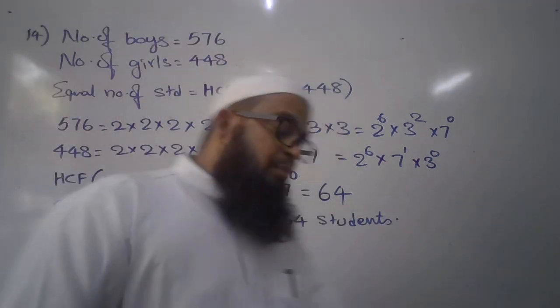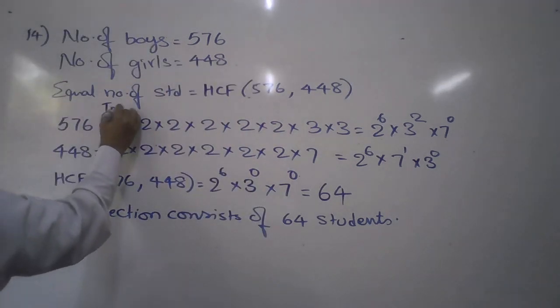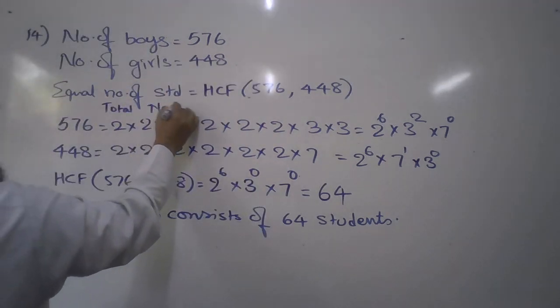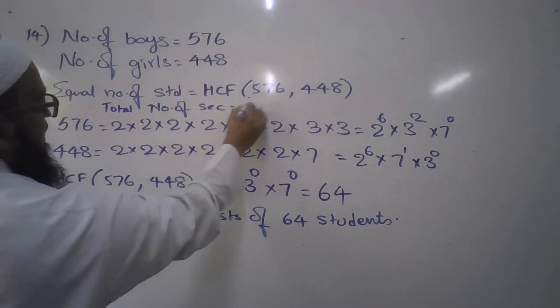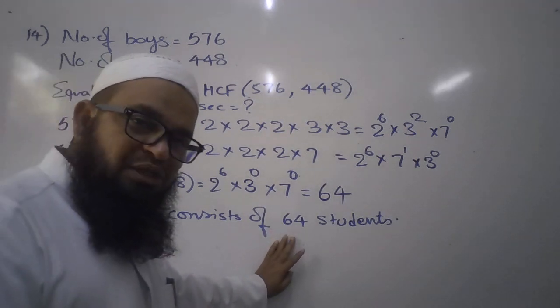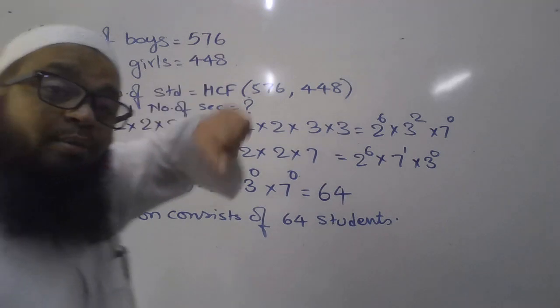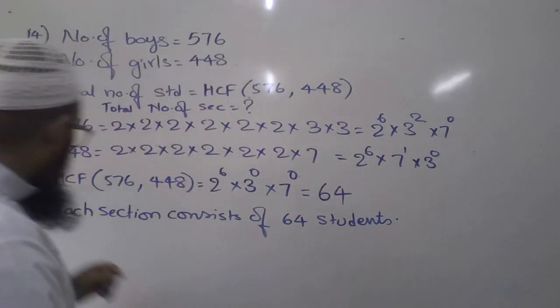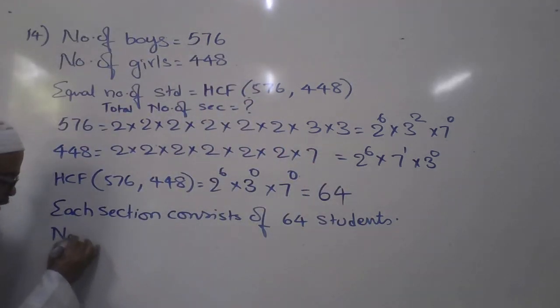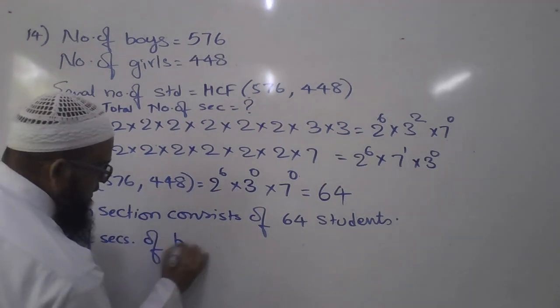Find the total number of sections. I forgot to write it here. So you have to find the total number of sections. Now you get 64 students in one section. So now let us find out how many sections of boys are formed. So, the number of sections of boys.